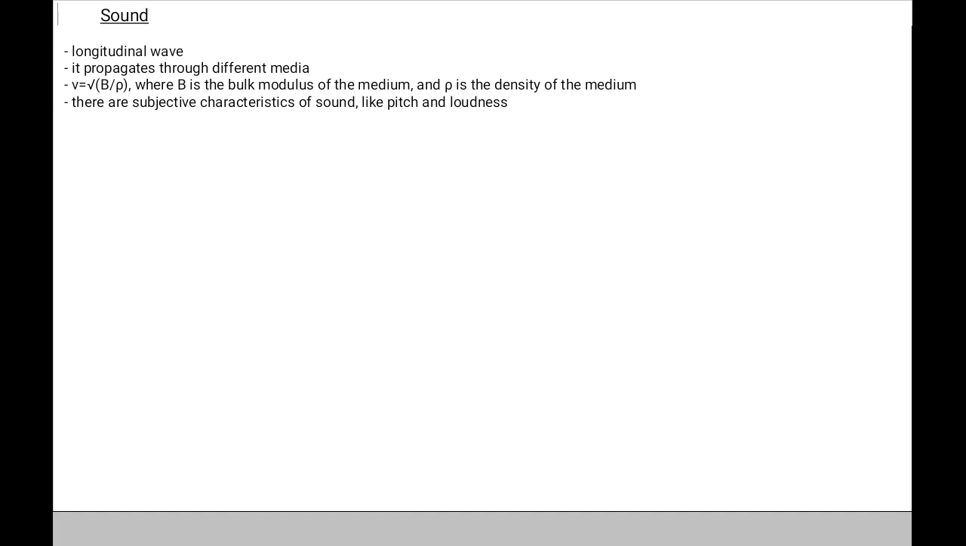There are certain characteristics of sound that are subjective qualities. Pitch and loudness are subjective. People hear pitch and loudness differently depending on age and whether their ears work properly or not. But these quantities, pitch and loudness, do correspond to quantitative characteristics, and those characteristics are frequency and intensity.